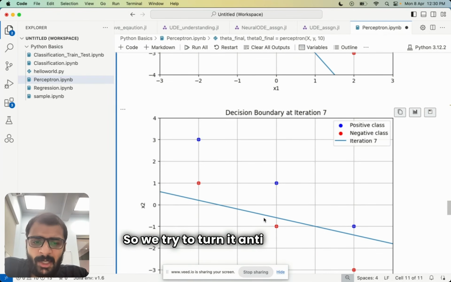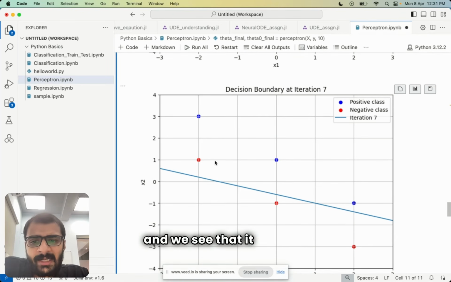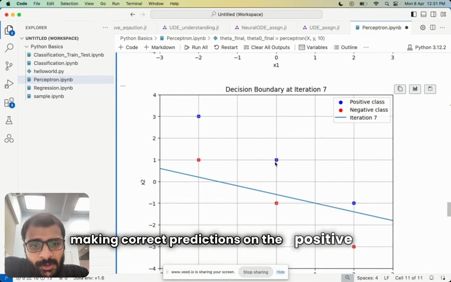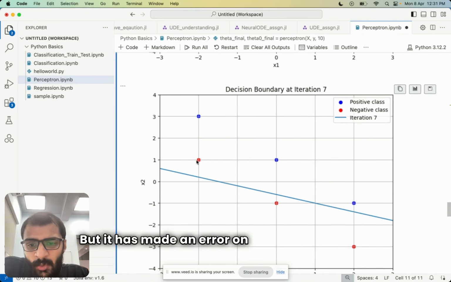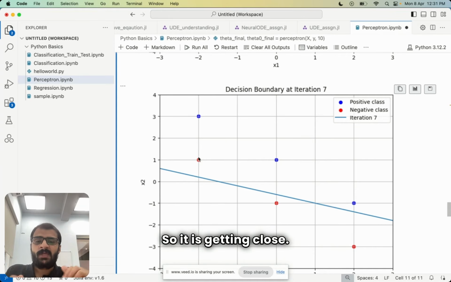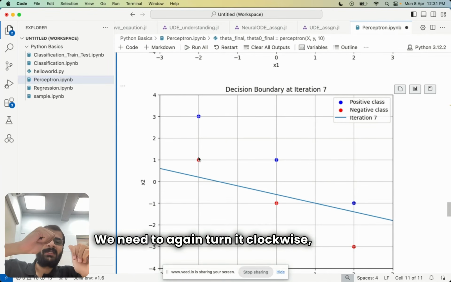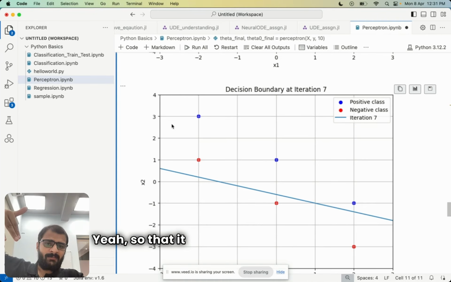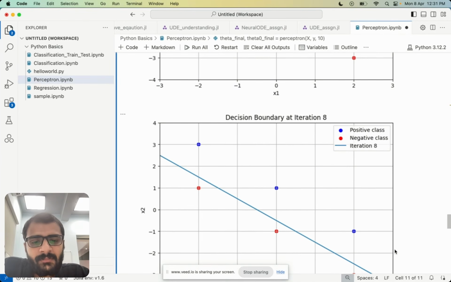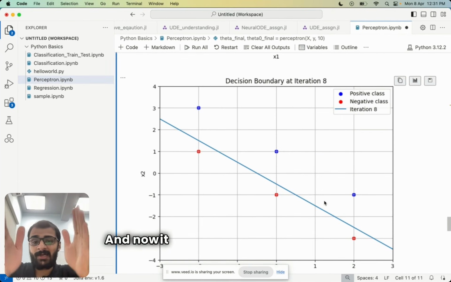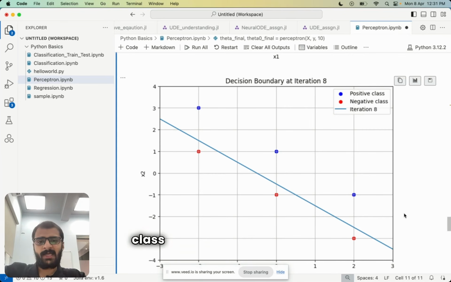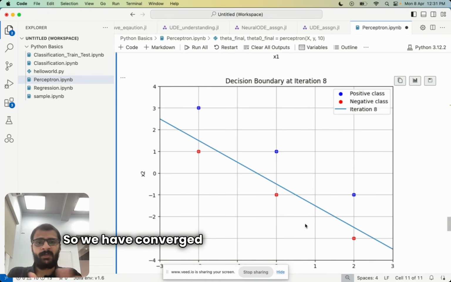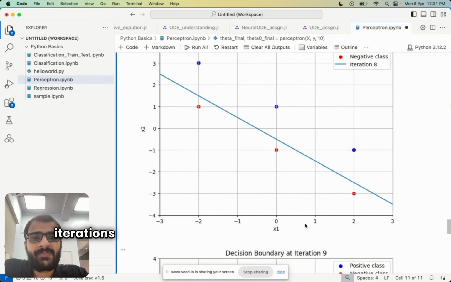So we try to turn it anti-clockwise, and we see that it is making correct predictions on the positive points. It is making correct predictions on two negative points, but it has made an error on one negative point. So it is getting close. We need to again turn it clockwise so that it passes through the middle. And now you see we turn it clockwise, and now it leads to the perfect answer. At iteration number 8, the straight line which we see perfectly separates the positive class from the negative class. So we have converged to the correct answer in 8 iterations.